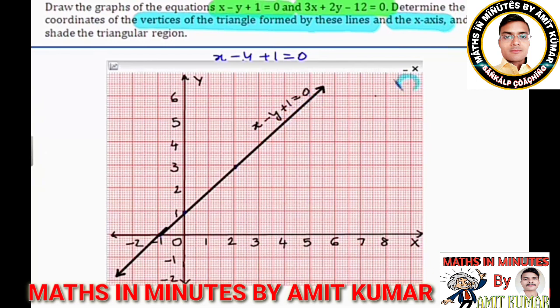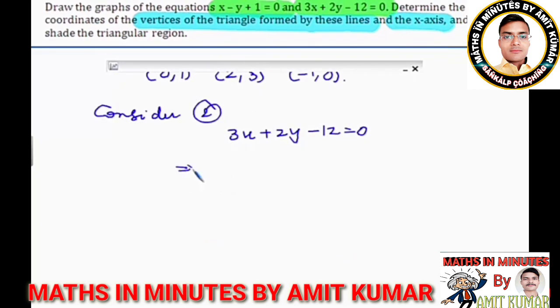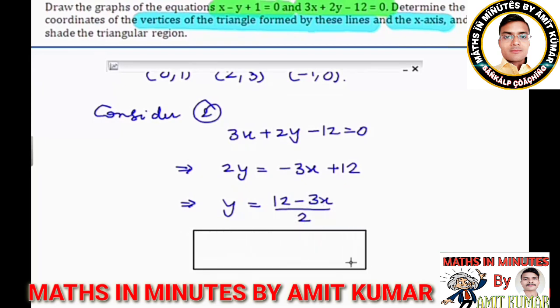Now let's find coordinates for equation number second. Let's consider equation number second, 3x plus 2y minus 12 is equal to 0, and we can write this equation in such a way that 2y is equal to 12 minus 3x, so y is equal to 12 minus 3x upon 2, since when we shift 2 it goes in division. Now let's find coordinates for equation number second for values of x and y, and then we'll plot these coordinates on the same graph paper.